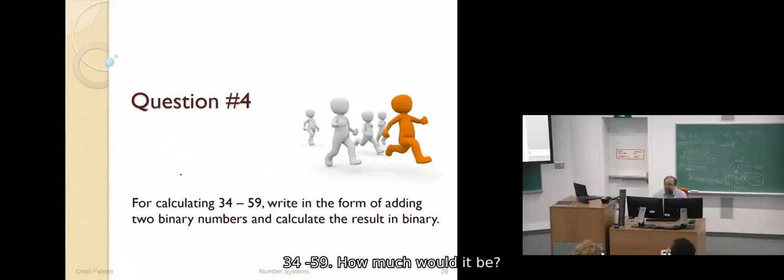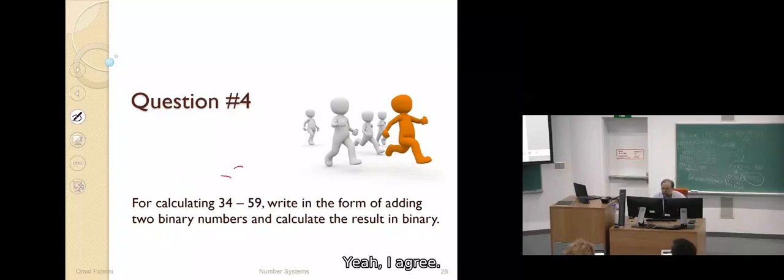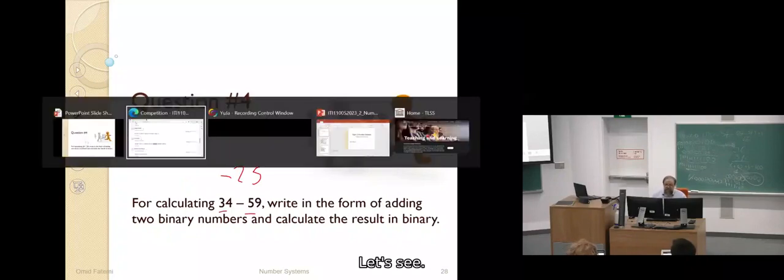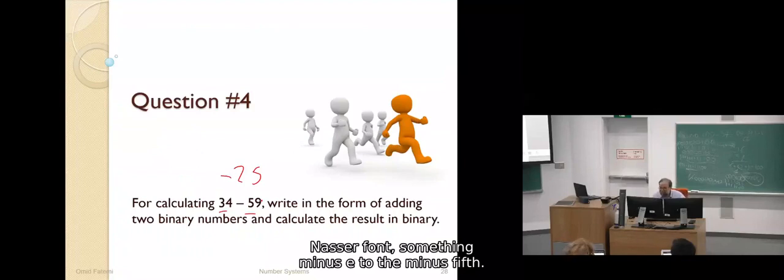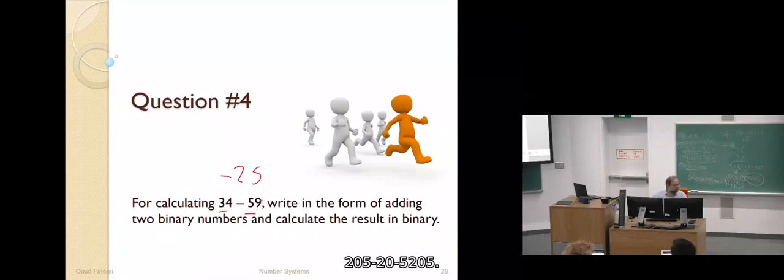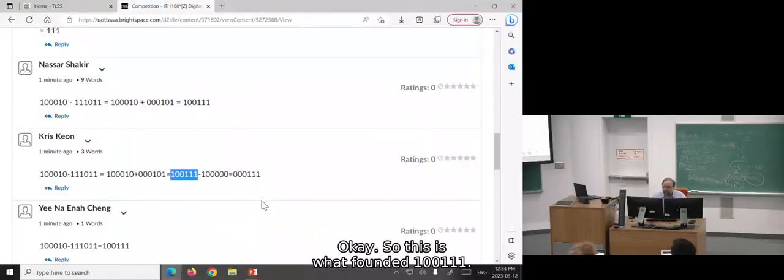Let me tell you. 34 minus 59. How much would it be? 59 minus 34 is 25. Minus 25. The result would be minus 25. Okay? Do you agree? 34 minus 59 is minus 25. Nasser found something: minus 15? 25, yeah, 25, okay. So this is what he found: 1, 0, 0, 1, 1, 1.